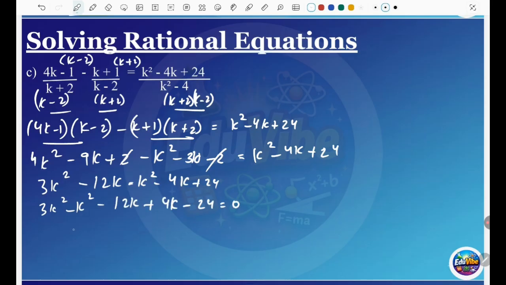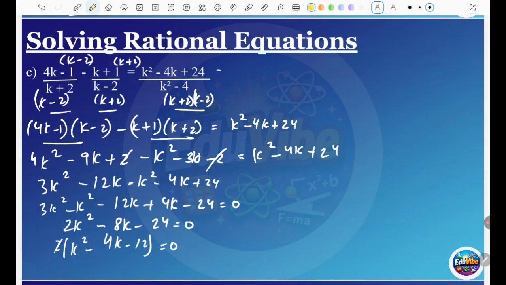Now it is also equal to 0. Then we have 2k square minus 8k minus 24 is equal to 0. We take 2 in common, and we have k square minus 4k minus 12 is equal to 0. After the common denominator step, we just collect the like terms and do the calculation. Now this 2 cuts off and goes over there, divide. Now this has to be factorized.